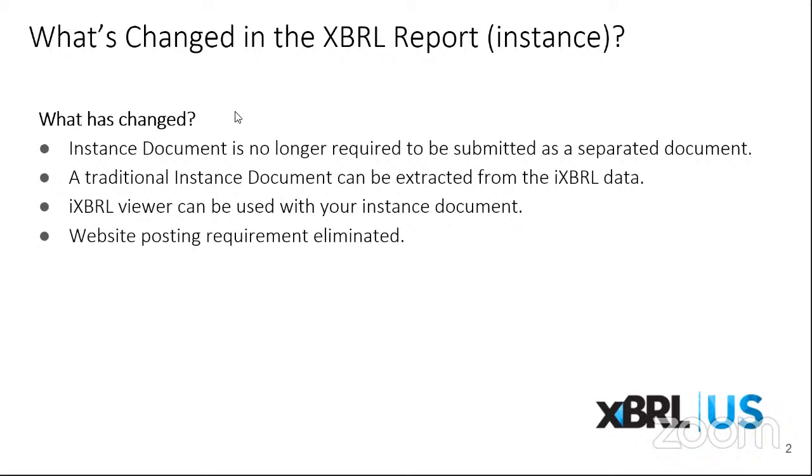So we're talking about the instance document. That's the XML file you usually submit. It's no longer required to be submitted as a separate document. So the instance document is now going to be part of your HTML file. All of the same data is embedded inside of it. So you just have a single file, which is your HTML file. You can use that HTML file with the embedded instance information to extract a more traditional document from it. When you view these filings on the SEC after submitting them, you'll see an extracted instance document. So the SEC handles this for us automatically by pulling out the document if you want to use an older review tool to review it.